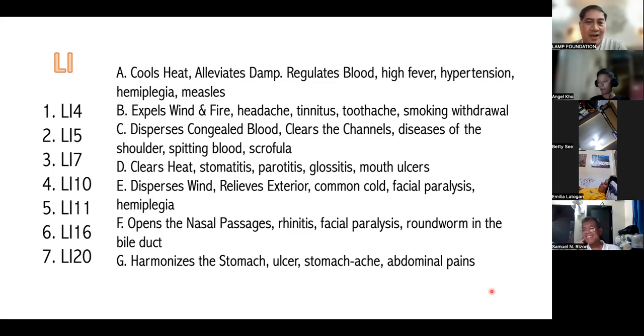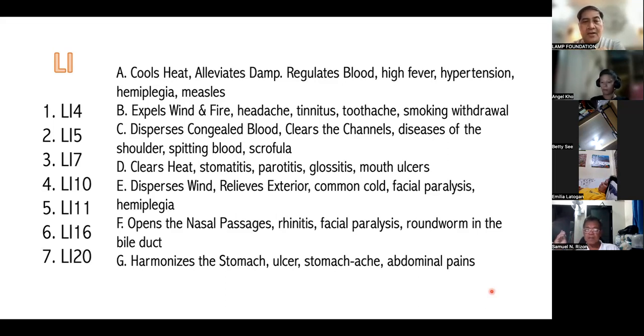Okay, number 3, LI7, Ma'am Ami. Ang LI7 is a cleft point siya. So ang my answer, Doc, is letter D. Clear heat, stomatitis, parotitis, glossitis, mouth ulcer.